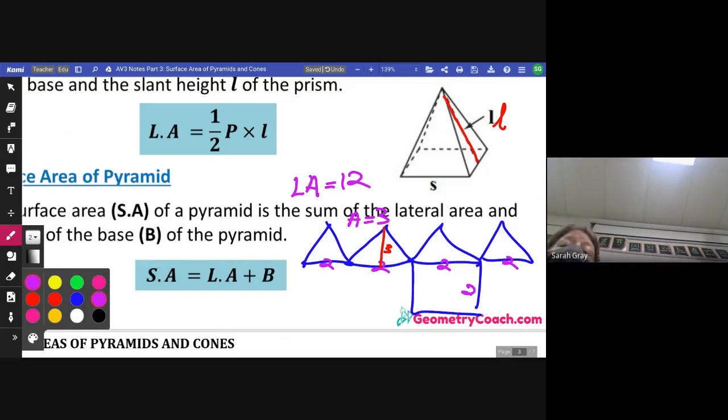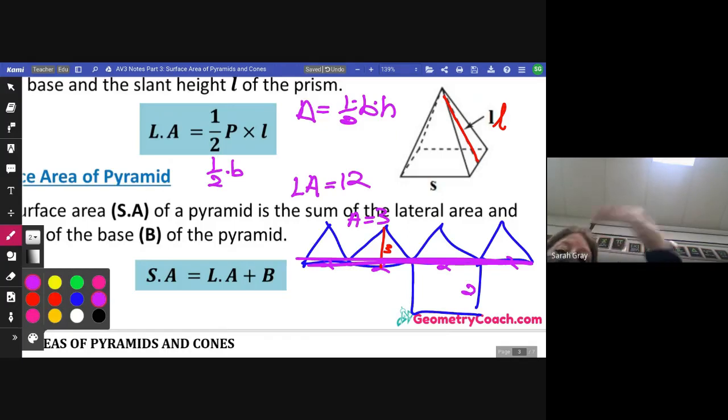We take a look at the formula, 1/2 times perimeter times slant height. It's the formula of a triangle with different letters. Area of a triangle equals 1/2 base times height. Lateral area is 1/2 times perimeter, which is going to be the base of the triangle all the way across. That's our bases. And then slant height is the height of our triangle. So it's still the formula of a triangle, but just doing all 4 at one time.